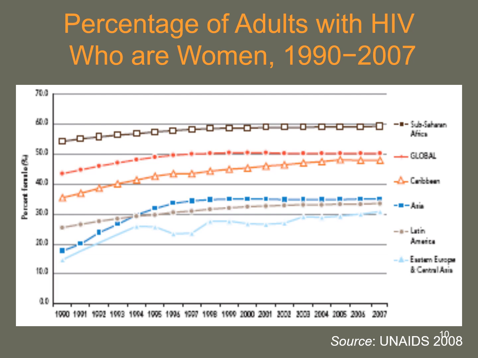You can see in terms of percentage with HIV, the percentage of adults with HIV who are women between 1990 and 2007. So between 1990 and 2007, that is when HIV came to be known. That is when most of these policies came about in terms of free HIV testing, mandatory testing, and so forth.